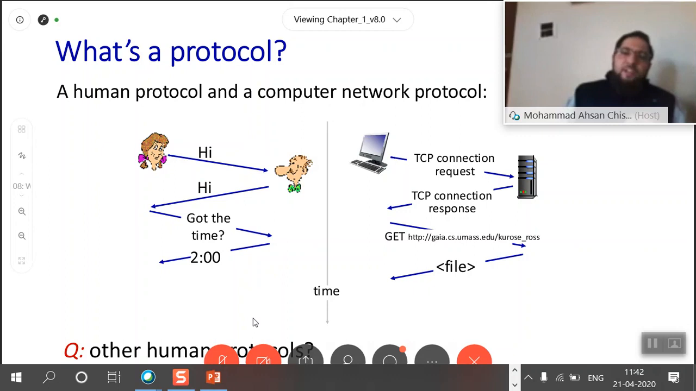Then once I ensured that the other party is there, Ramanand was there, then only I would have asked, okay, Ramanand, what is the time? Then he replied back, sir, the time is 11:40.